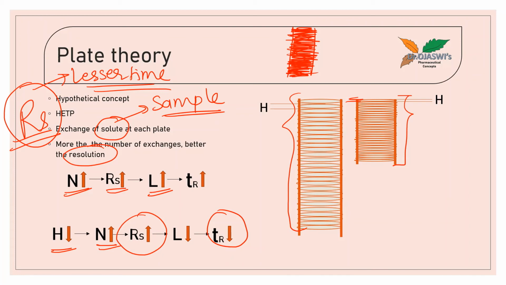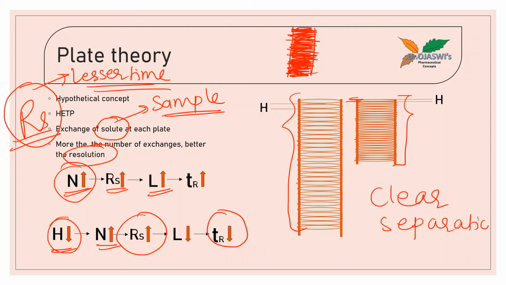So these are all the factors: the more the number of theoretical plates, the lesser the HETP value. These are the parameters which are required for clear separation. Here plate theory is not talking anything about peak width. It is just giving me the parameters which are required for clear separation, that is, a lesser length of the column, so that there is less retention time, lesser HETP and more number of plates.